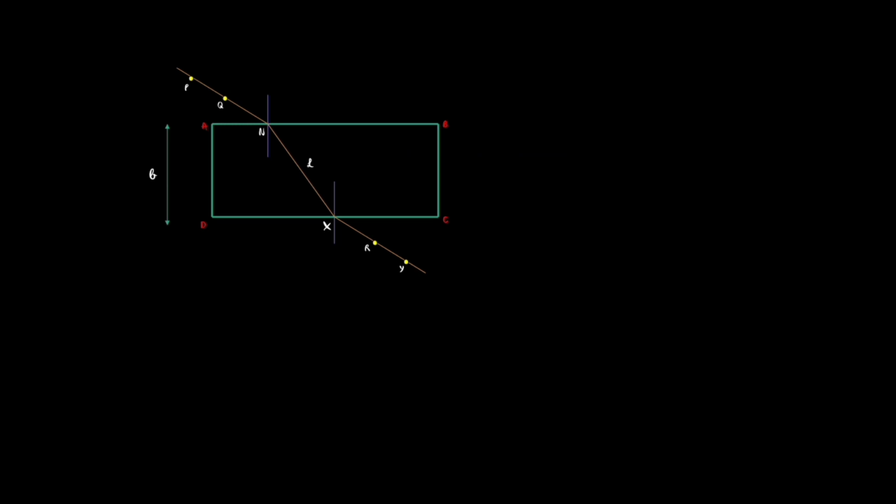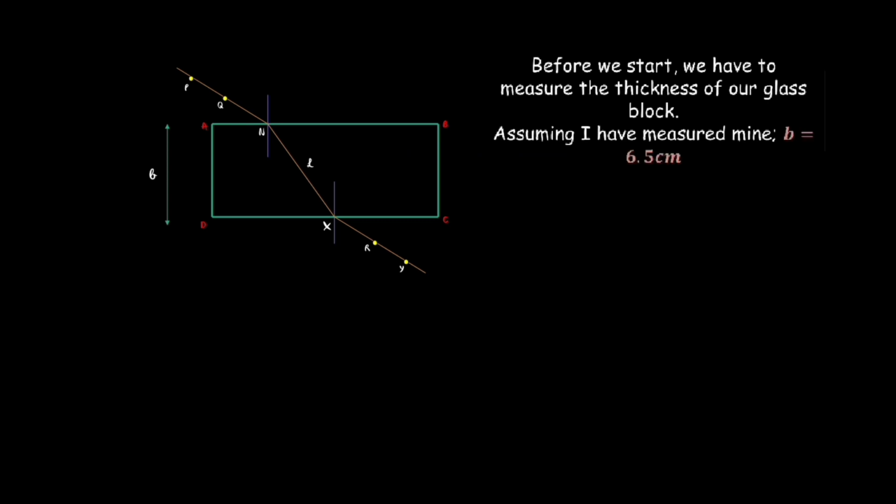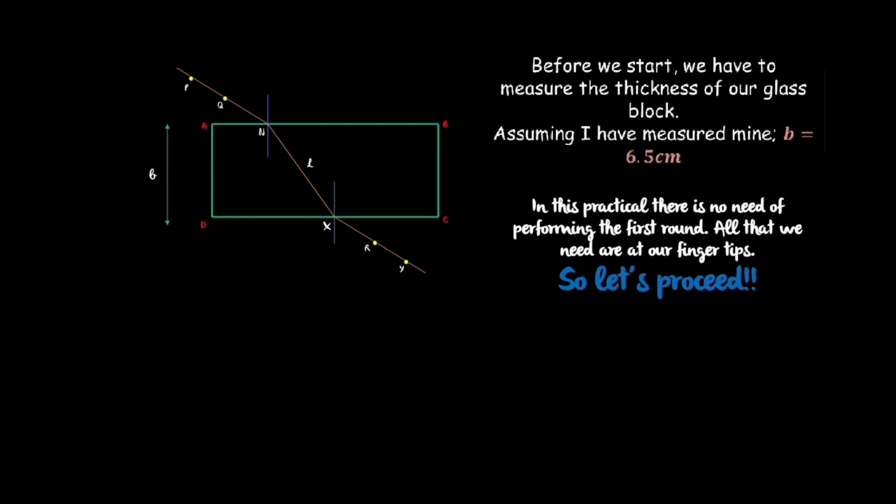Now we have traced our glass block and we have drawn the diagram as shown. The next step is to, like the question told us, measure the thickness of our glass block. And assuming I have done my measurement, the thickness of my glass block is 6.5 centimeters. The thickness is the dimension B, as you can see in the diagram, and it is 6.5 centimeters. Like I said earlier, in this practical, there is no need of performing the first round or the first set. All that we need is right at our fingertips.